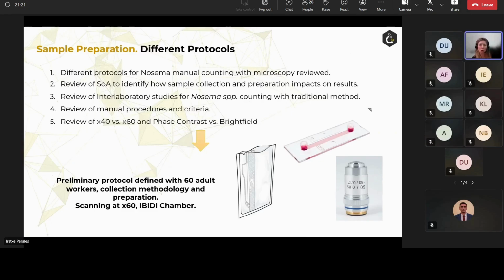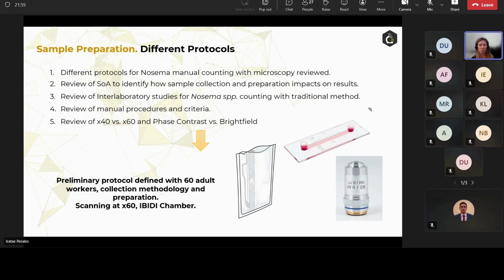So what we did is to scan and analyze different protocols for Nosema manual counting with microscopy in different countries, different regions and different organisms. We reviewed the state of the art to identify how the sample was collected and prepared. Also, we reviewed interlaboratory studies for Nosema with the traditional method, and we reviewed manual procedures and criteria. We also worked with different objectives, 40 and 60, and we checked phase contrast versus bright field.